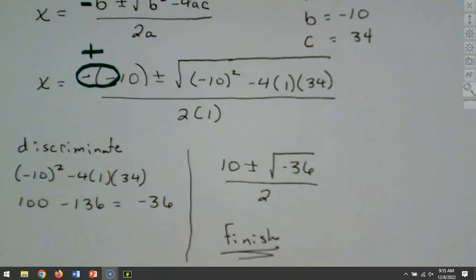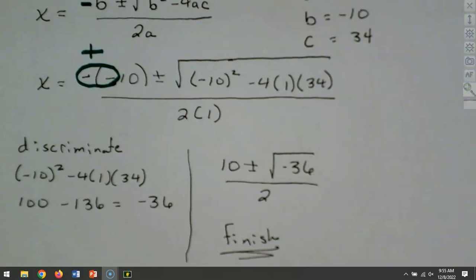But let's talk about the answer. The answer is not going to be a real number, is it? And you're going to get 2 of them. Why do we get 2 of them? Because of the plus or minus. Now, what about that square root of that negative 36? Well, it's a negative underneath the root, so what's going to come out with it? An i. Okay? So you're going to have 2 answers, and you're going to have an i involved.